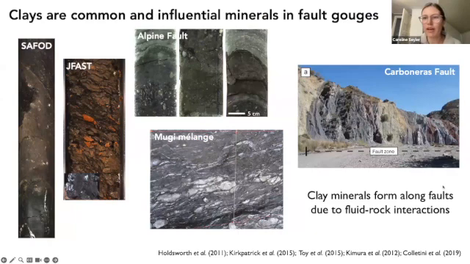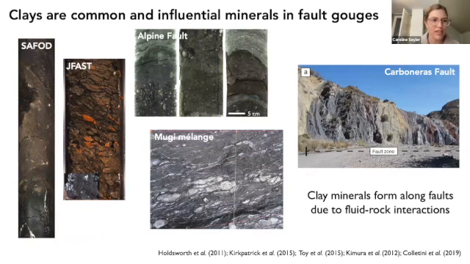The reason I'm focusing on clays is because clays are really common and influential minerals in fault gouges. They are found especially in more mature faults. Clays form from hydration or other weathering reactions in most rock types, both felsic and mafic, at these more shallow crustal levels. I've got some nice photos of examples here from some major faults that I'm sure people recognize.